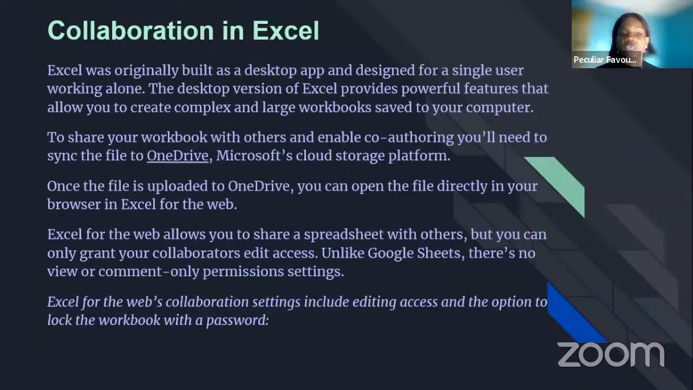Once the file is uploaded to OneDrive, you can open the file directly in your browser in Excel for the web. Excel for the web allows you to share a spreadsheet with others, but you can only grant your collaborators edit access. Unlike Google Sheets, there are no view or comment permission settings for Excel. You cannot determine who views, comments, or makes changes. You just give edit access. Excel for the web collaboration settings include editing access and the option to lock the workbook with a password.